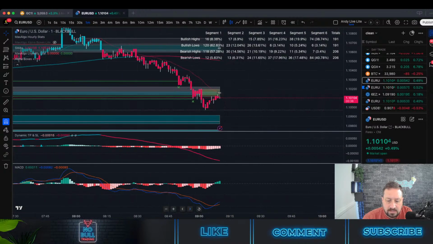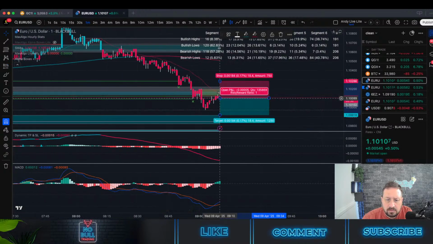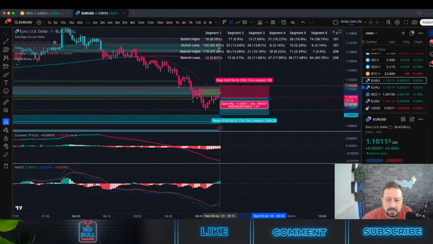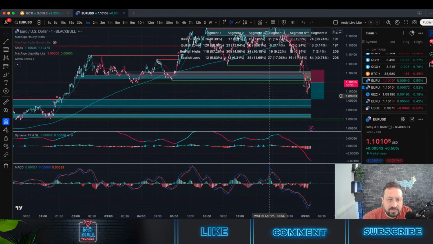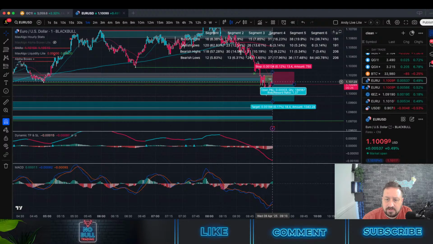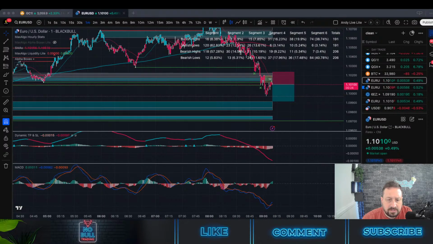So I could look at something like this. It's already come quite far down, right? So even if it was just a small trade like that, down to the next level. Let's see if we can do that. 60.